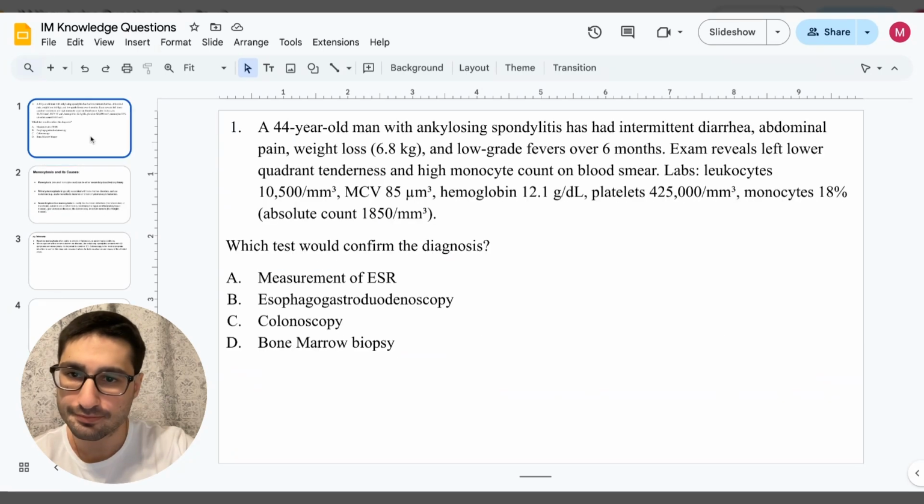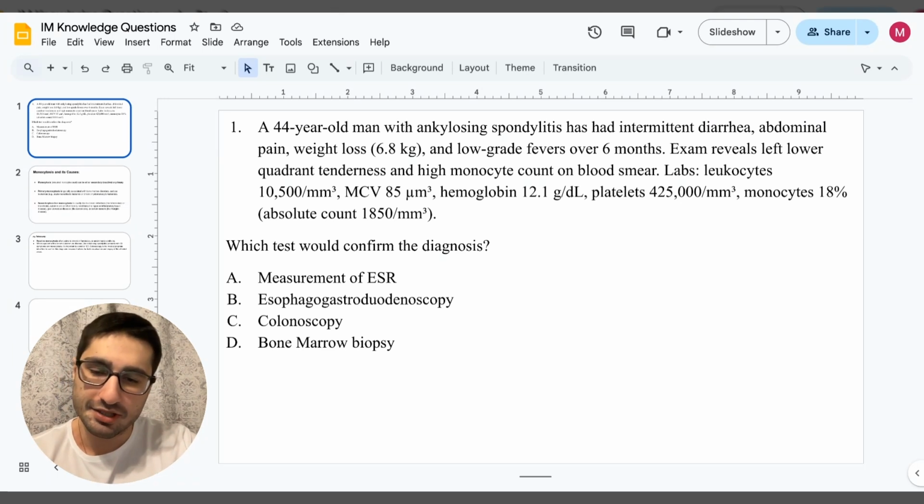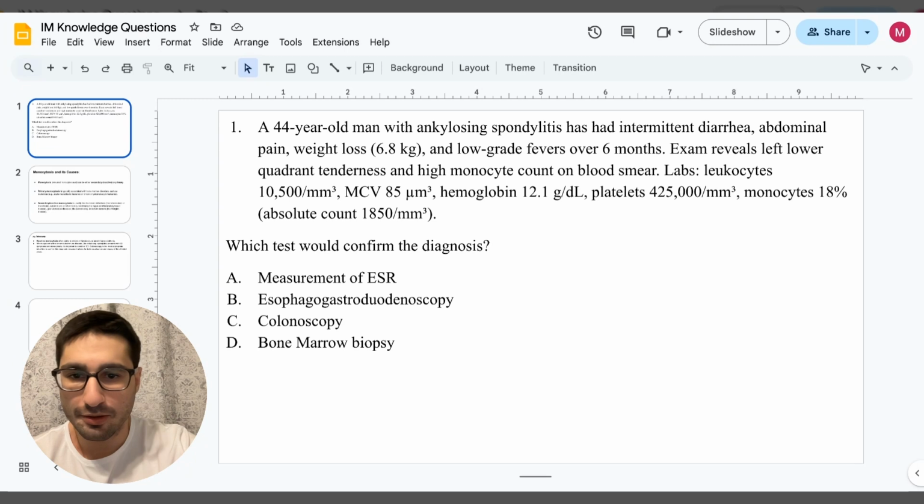So if you go back to the question, this patient has ankylosing spondylitis, which is an autoimmune condition. He also has symptoms that suggest a chronic inflammatory process. He has diarrhea, abdominal pain, weight loss, and low-grade fevers. These symptoms and his history make inflammatory bowel disease a strong possibility. Both Crohn's and ulcerative colitis are autoimmune diseases known to cause reactive monocytosis as part of the body's inflammatory response. And as a result of that, colonoscopy will be the best next step.